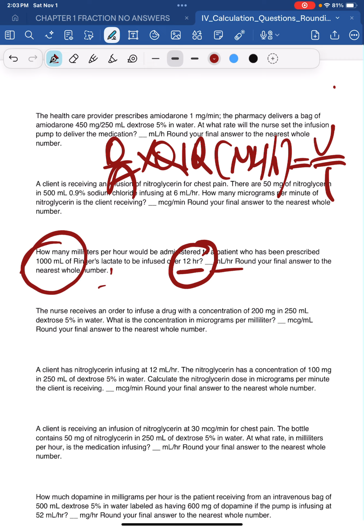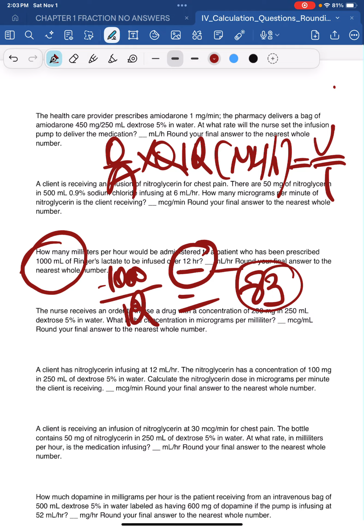So I'm going to do 1,000 divided by 12. They say round to the nearest whole number. 1,000 divided by 12, I got 83.33. To the whole number, you got 83 milliliter per hour. All right, so let's keep going.